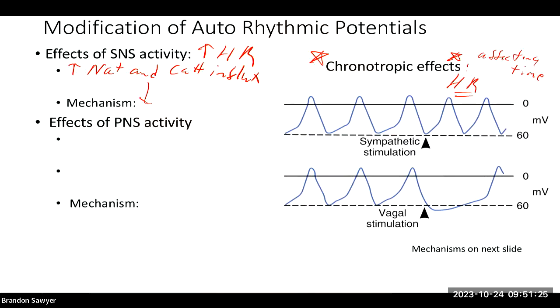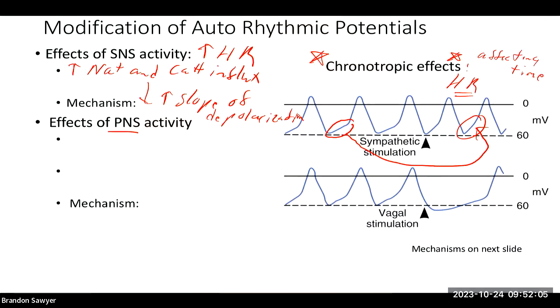And so the one thing I will write here though, is that we increase the slope of depolarization. Okay, so if you look at the slope here versus this, you can see it's steeper. That slope steepened with the effects of the sympathetic nervous system. And that's related to how fast we're allowing sodium and calcium to rush into those sinoatrial node cells. Okay, so that's sympathetic. Again, we'll see some mechanisms on the next slide.